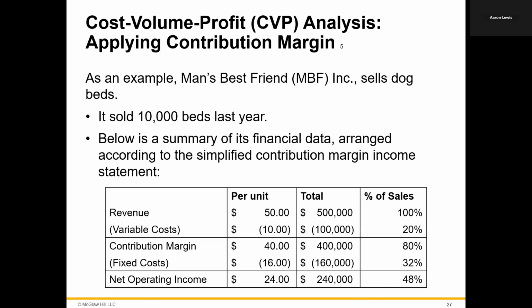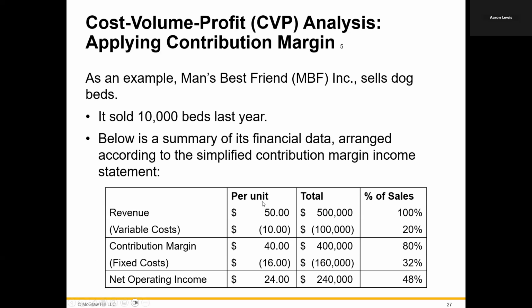So let's put this in an example, with some numbers to work with so we can conceptualize this. We're going to be Man's Best Friend Incorporated, and we sell dog beds. We sold 10,000 dog beds last year, and the breakdown of how we got there is down on the bottom. We sold 10,000 beds at $50 a piece, therefore generating $500,000 in sales revenue.